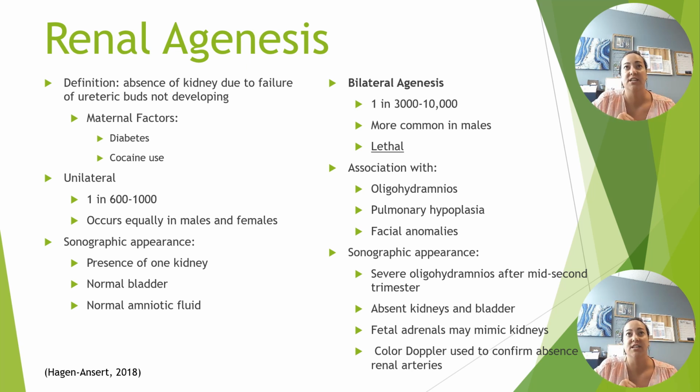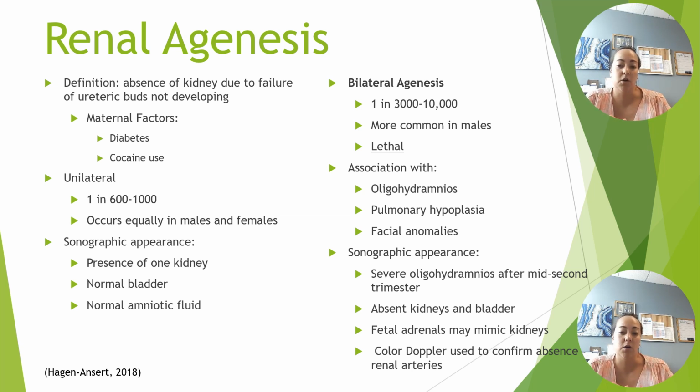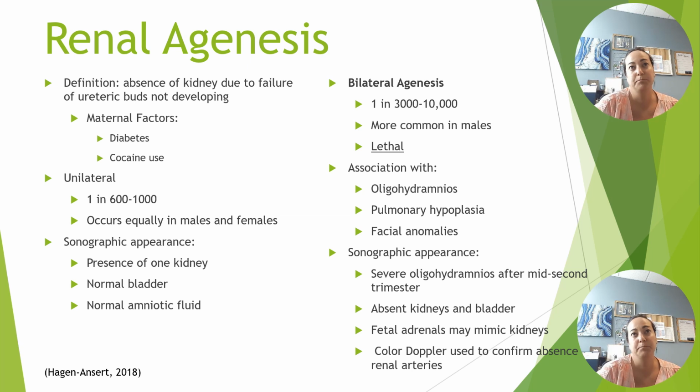Then bilateral renal agenesis is less common. It's more rare, more common in males, though, if it does occur, and is lethal, unfortunate outcome for these fetuses. So since there is no urine production, this results in oligohydramnios, and then that causes pulmonary hypoplasia because there isn't enough amniotic fluid to get those lungs to develop. And then also because there is no amniotic fluid, it can cause other deformities because there isn't enough space for the baby to develop. So facial anomalies or arm and limb deformities as well.